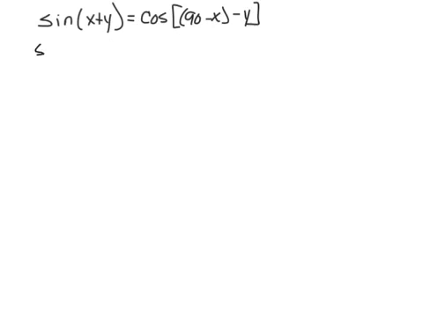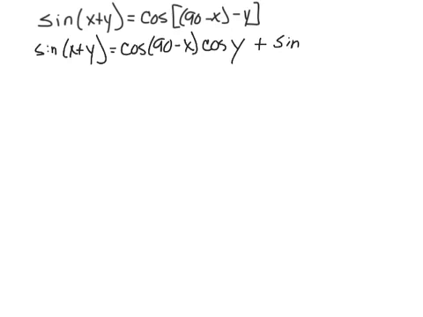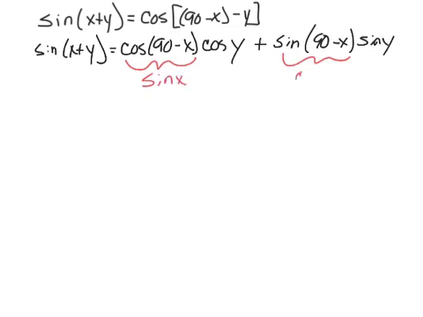So here's what that looks like. The sine of x plus y is equal to the cosine of 90 minus x times the cosine of y plus the sine of 90 minus x times the sine of y. Now we go back to the original identities again. 90 minus x is the complement of angle x, and because of that I know that this is going to be equal to the sine of x, and the other one's going to be equal to the cosine of x.